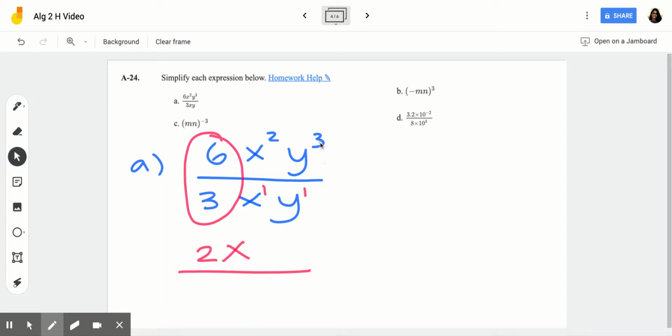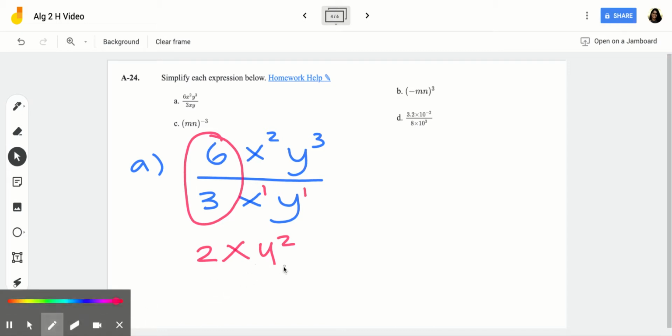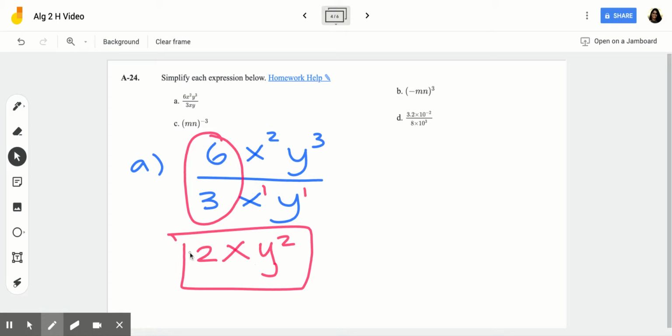Okay, there are more y's on top. There's 3 of them. We subtract 3 minus 1 is 2. Y to the 2. So I've dealt with all of them. Nothing is left on the bottom, so I don't really need this fraction bar. It doesn't make sense to leave it. So this is my final answer. 2xy squared. A lot of students say doesn't matter which order you write these in. Technically, no, but usually we do alphabetical order.